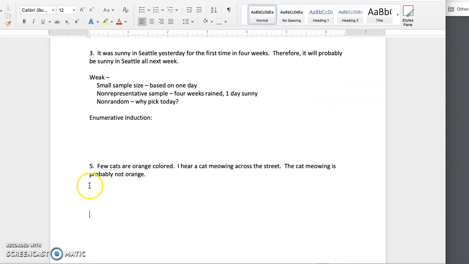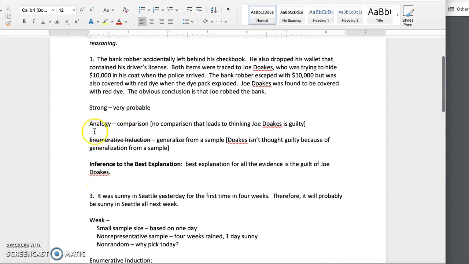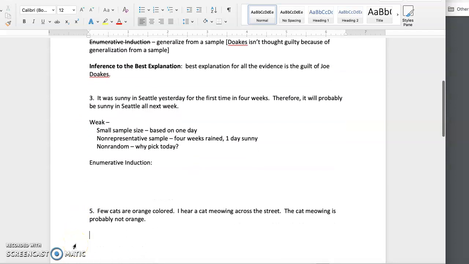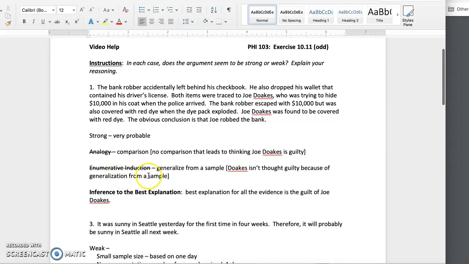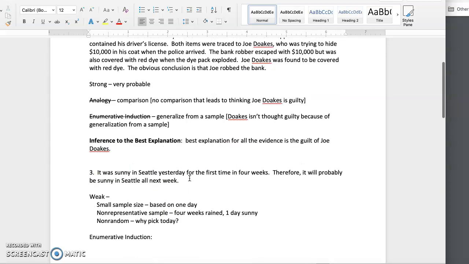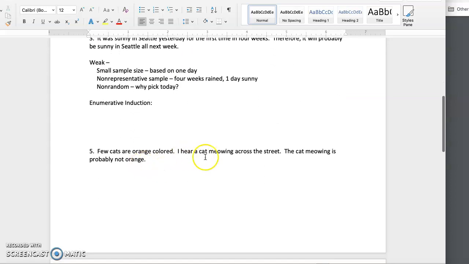All right, now number 5 says few cats are orange colored. I hear a cat meowing across the street. The cat meowing is probably not orange. Now, again, if we think about the different kinds, we got analogy. There's not an analogy being made here. It's not comparing this cat to some other cat. Is it enumerative induction where you're generalizing from a sample? Pretty much, right? You're saying you hear the cat meowing across the street, so it's probably not orange.